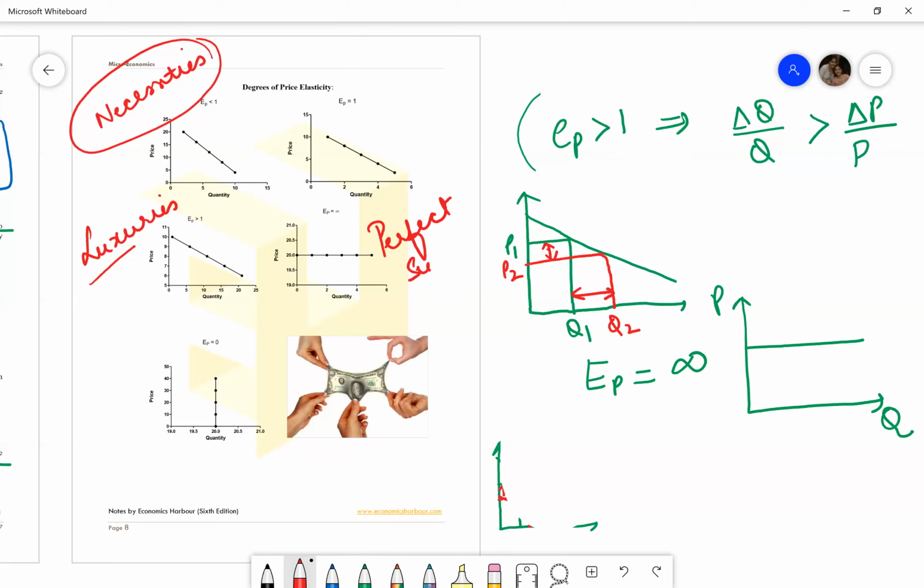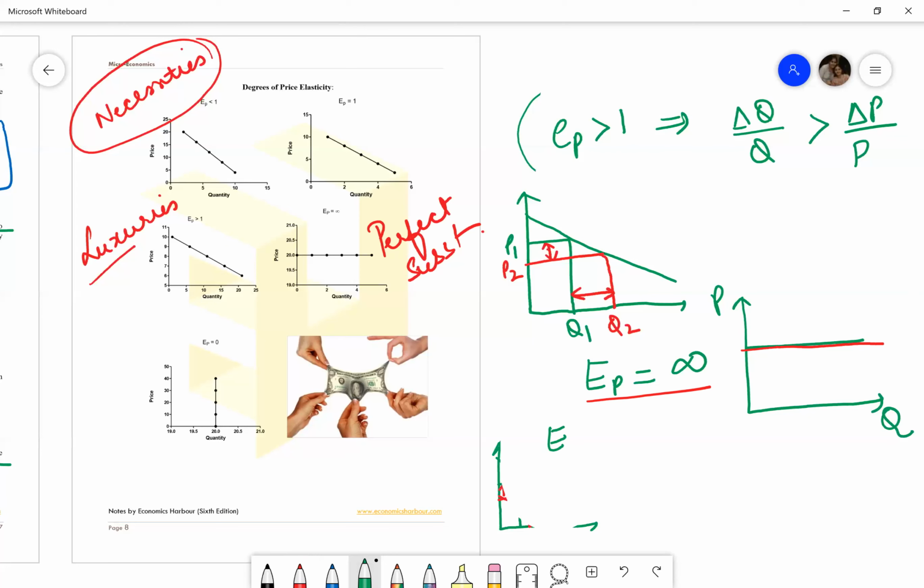When you have perfect substitutes available in the market, you have strong competition. As a result, if you change the price, either if you decrease the price you get the entire market demand, and if you increase the price you lose the entire market demand. So a horizontal line parallel to the x-axis is when price elasticity equals infinity.